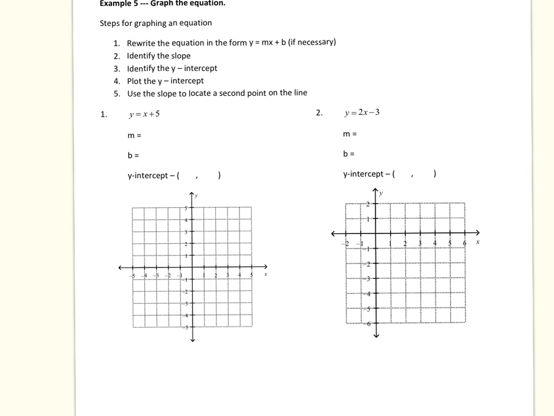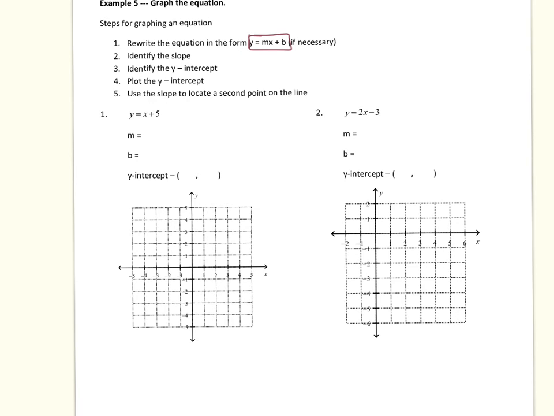Okay, this fifth example is all about graphing, which we love so much. We've got 5 steps here for graphing. The first step is to make sure that your equation is written in the form y equals mx plus b. Some of the equations, like if you look at the two examples that are provided, are already written in y equals mx plus b form, so you can skip that first step.